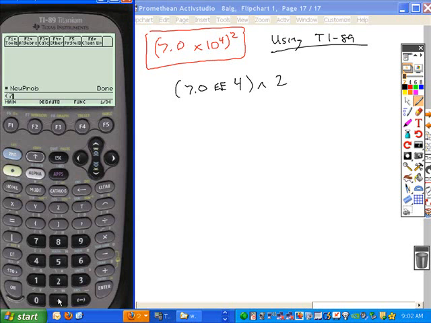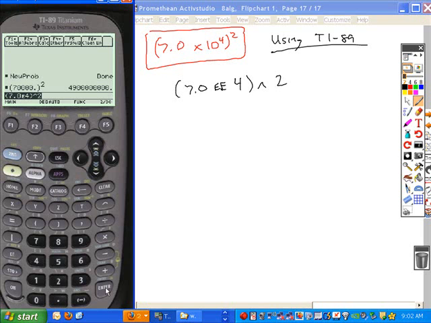So in parentheses 7.0, this EE button, and again you see the display is just the one E, and that's representing the scientific notation of times 10 to the power of whatever number you write next, so 4. And then the whole thing to the second power, and you hit enter. And now here it gives you decimal form. What if we wanted our answer to be in scientific notation? Anybody know how to change the format of your calculator?